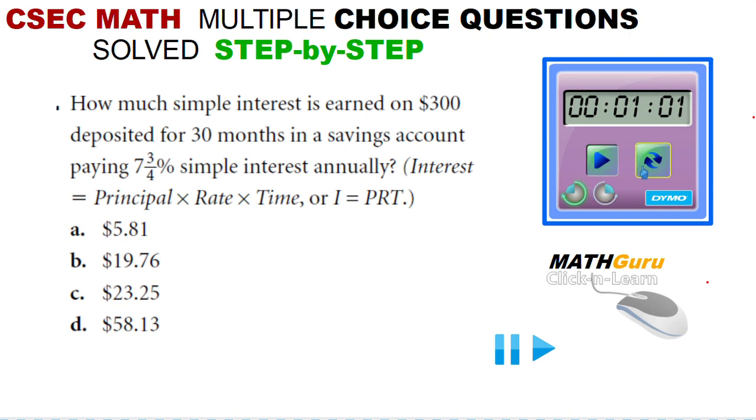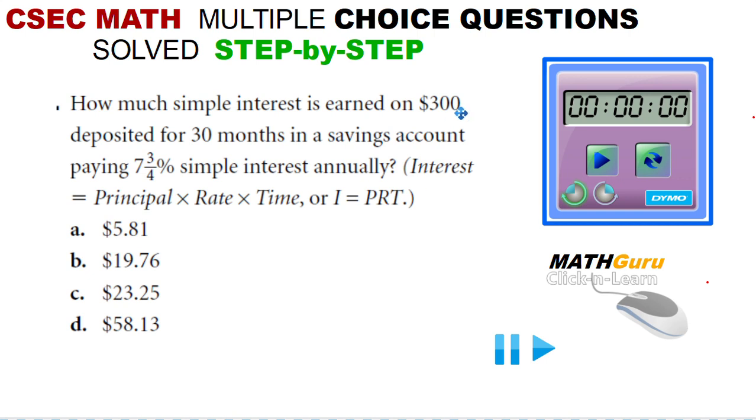Time's up. Which one did you choose? A, B, C, or D? I'll make a note of that. Now this problem is very simple to solve. I is interest, the amount of interest earned. And you have the formula: principal multiplied by rate multiplied by time.